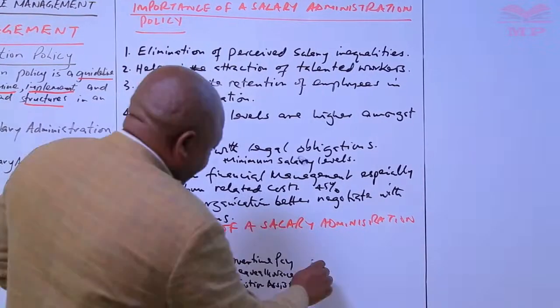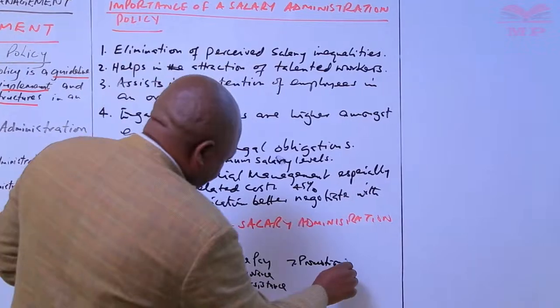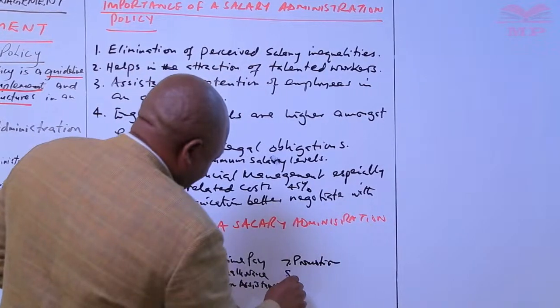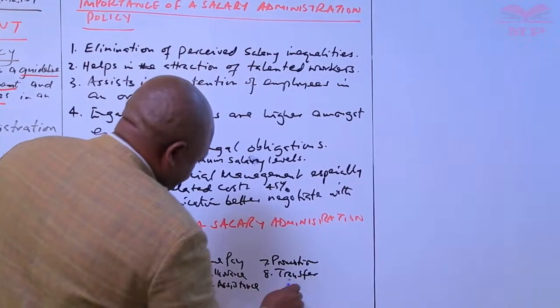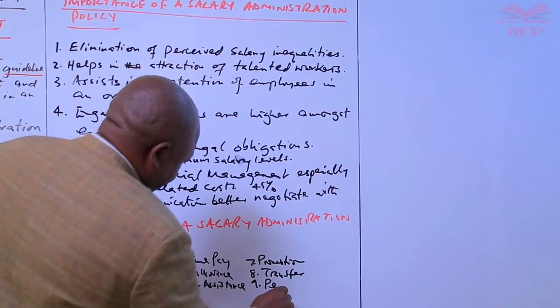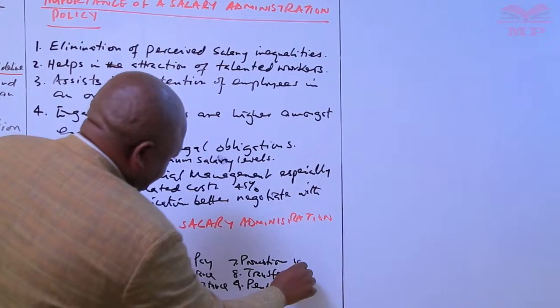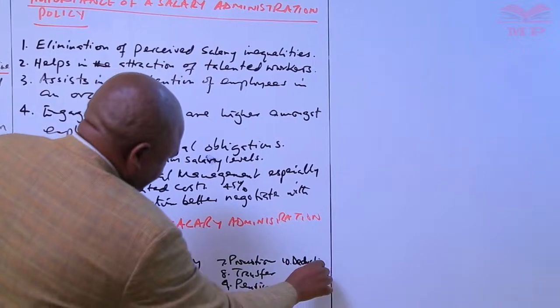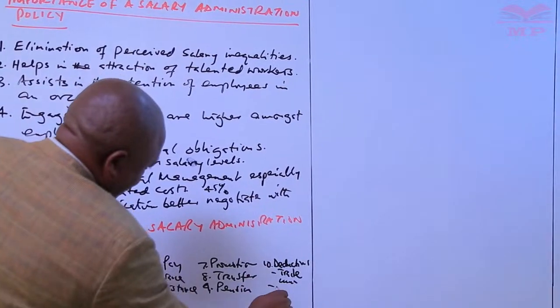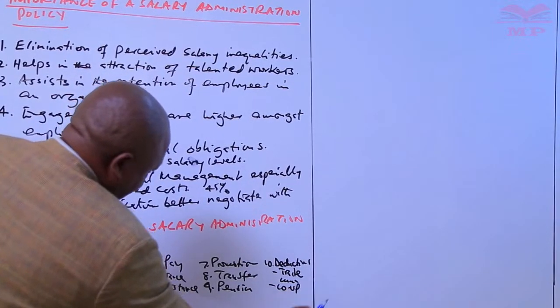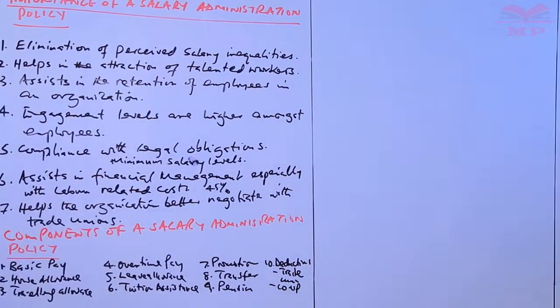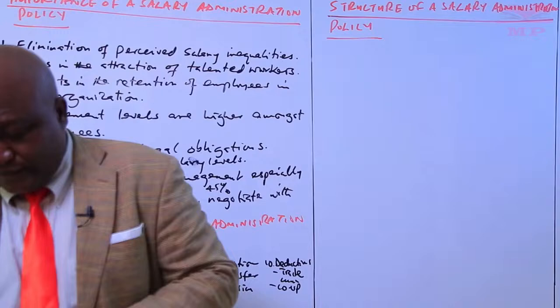Then you have 7, promotion. Then you have 8, transfer. Then you have 9, pension. Then you have 10, deductions. So these deductions could be cooperative or other checkoffs and so on. So these could be some of the things you expect to get on a payroll.